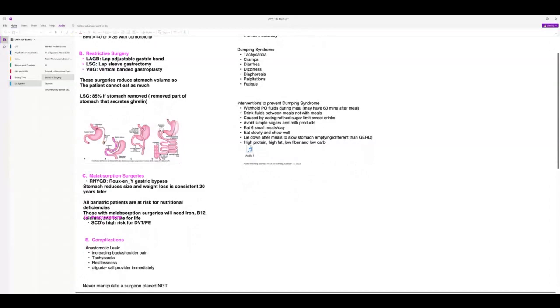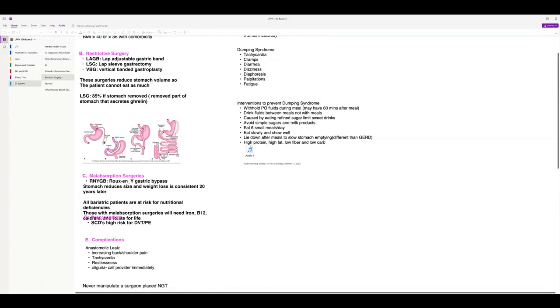So this is what you're looking for after, okay? Increasing back and shoulder pain, tachycardia, restlessness, and oliguria. Now, tachycardia is the first sign that your body is under stress. So if your patient has tachycardia, you always need to figure out what is causing it. If somebody has had one of these surgeries and later in the evening they have tachycardia and they're restless, you better be thinking they have an anastomotic leak, because that is deadly. It will kill the patient.